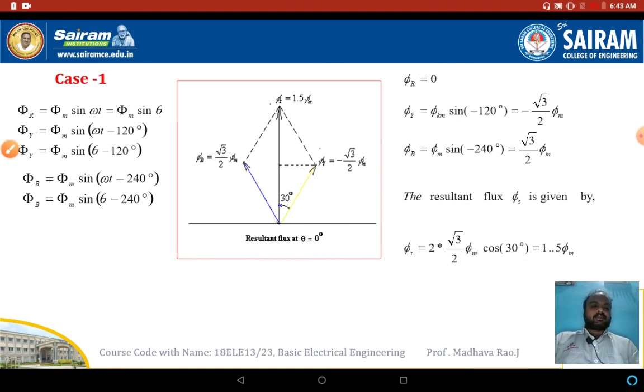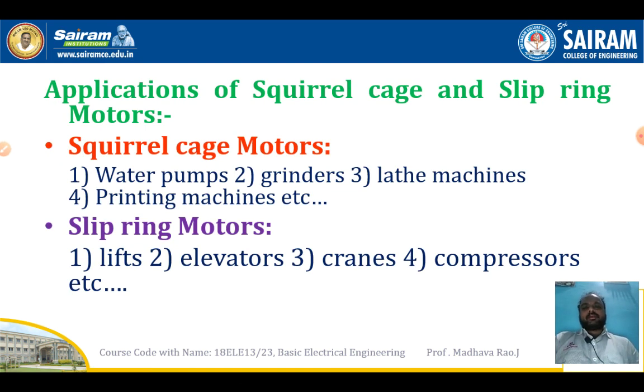Next we will see the applications of the three-phase induction motor. Here in the three-phase induction motor we are using two types of rotors: one is squirrel cage and the other one is slip ring. Coming to the squirrel cage rotor, if you are using a squirrel cage rotor in an induction motor, that type of induction motor is known as a squirrel cage motor. If we are using a slip ring rotor in a three-phase induction motor, the type of motor is known as a slip ring induction motor.